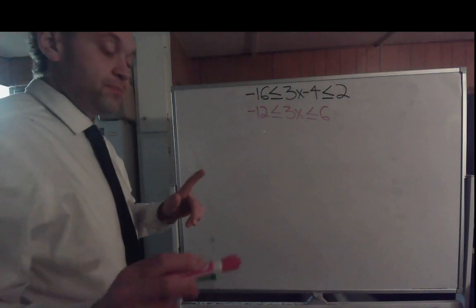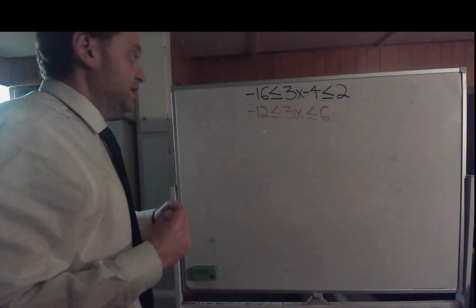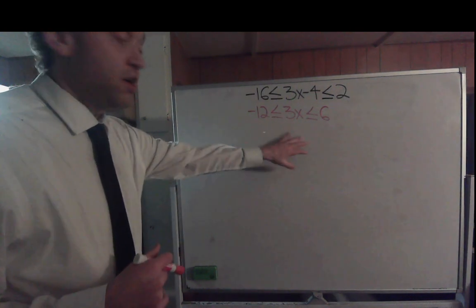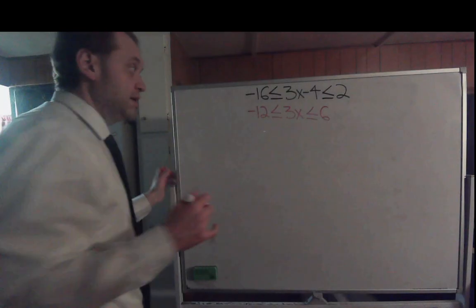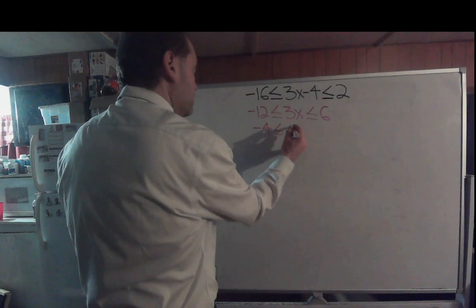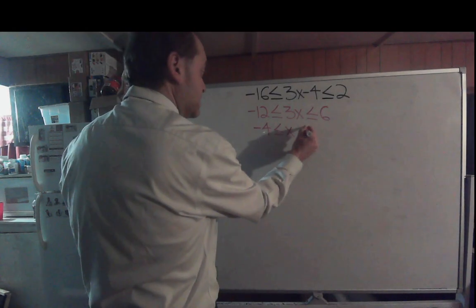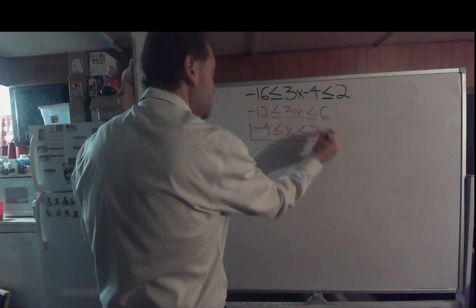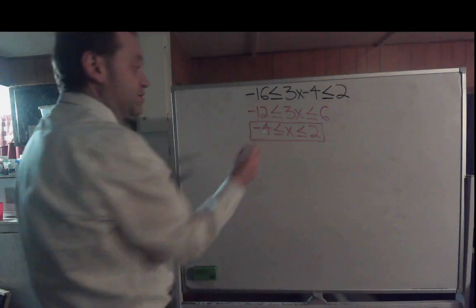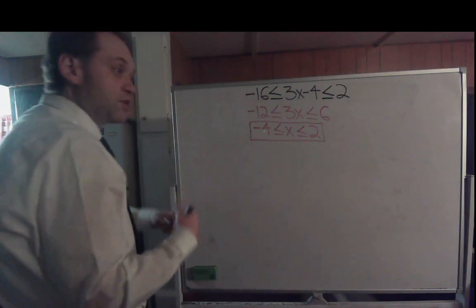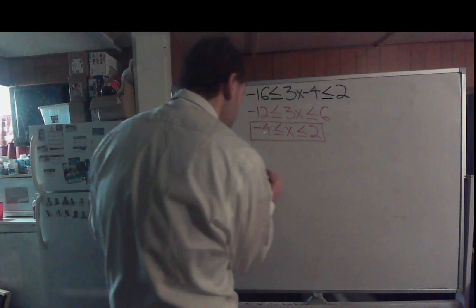And then, of course, you want to get x by itself, so divide all three sides by 3. You'll end up getting negative 4 is less than or equal to x, which is less than or equal to 2. That would be your solution. Negative 4 is less than or equal to x, which is less than or equal to 2. So now let's go ahead and graph that on a number line.